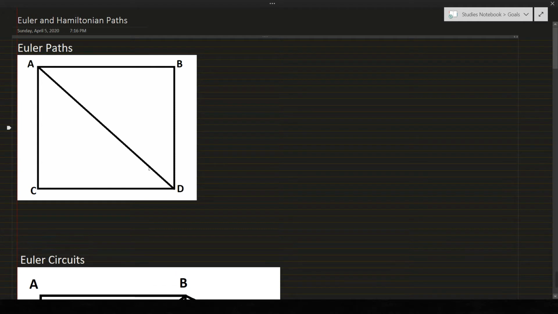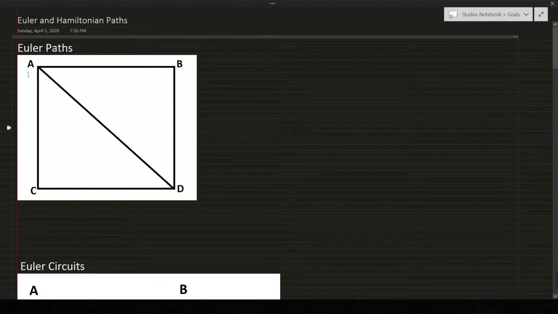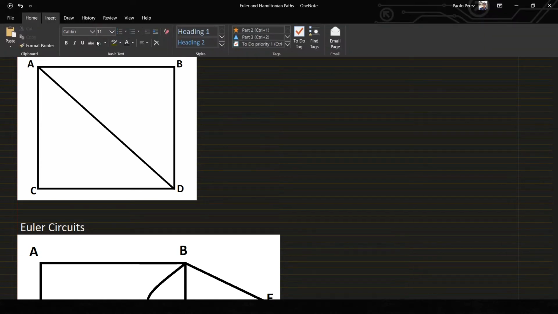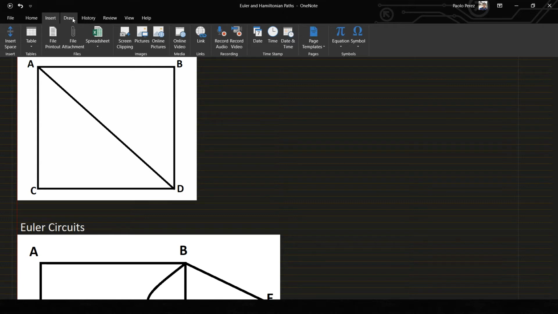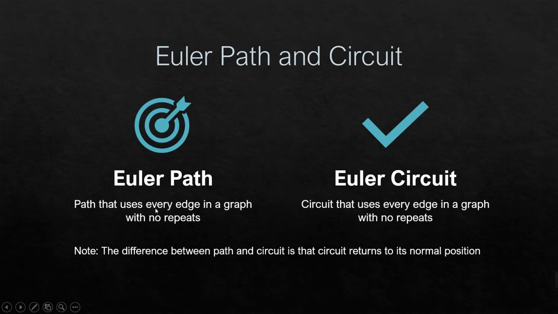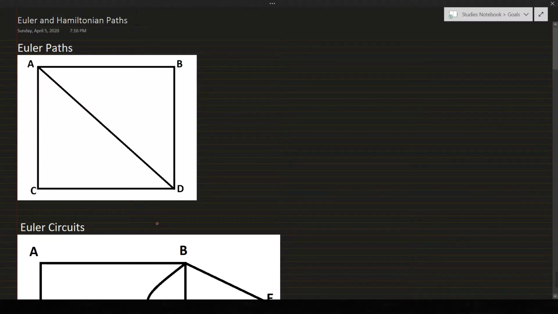So let's look at here. This is an example of an Euler path. Why is it an example of an Euler path? We said a while ago that it is a path that uses every edge in a graph with no repeats. What is the difference again between an Euler path and an Euler circuit? An Euler circuit is a circuit that goes back to its starting position, while an Euler path does not go back to its position. So how do we prove that this one is an Euler path?